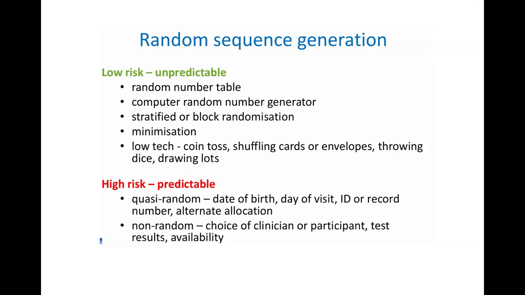Then minimization, and low tech methods, that is coin toss, shuffling. I will come to the questions one by one, because let's first go with the theory, then we'll come to the practical. So high risk methods are predictable, quasi-random ones like date of birth, day of visit, ID card record, non-random choice of clinician or participant. These are your high risk of bias. Next slide.